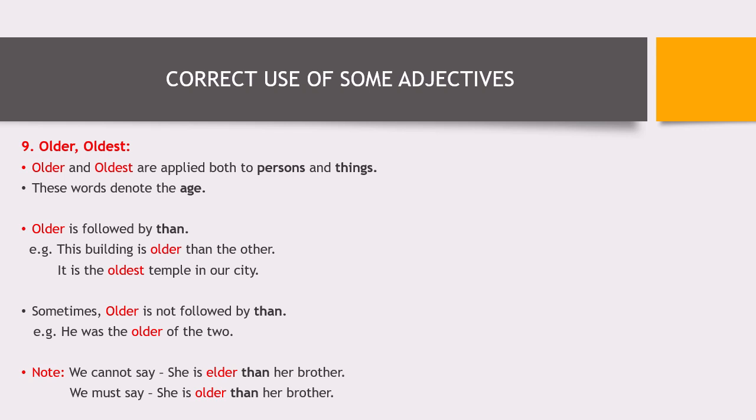9. Older. Oldest. Older and oldest are applied both to persons and things. These words denote the age. Older is followed by than. For example, this building is older than the other. It is the oldest temple in our city. Sometimes, older is not followed by than. For example, he was the older of the two. Note: we cannot say, she is elder than her brother. We must say, she is older than her brother.